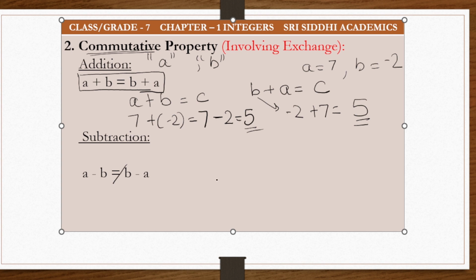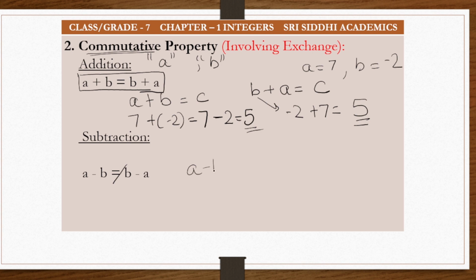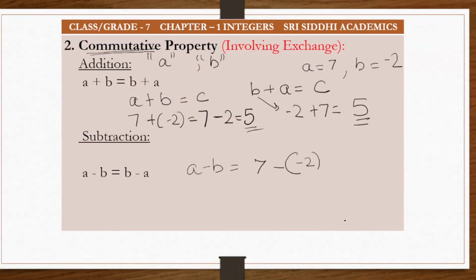Now let's take the same value, a equal to 7, b equal to -2. Now let's do a minus b. If you do a minus b, what will it become? It will become 7 minus of -2, right? So 7 minus of -2 will be equal to plus 2, right? So 7 plus 2. So 7 plus 2 is 9. Now we know a minus b is equal to 9.